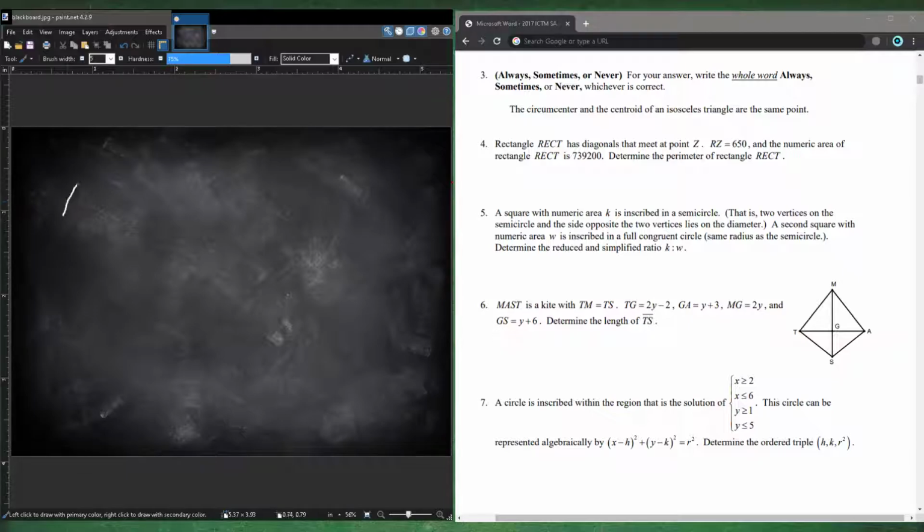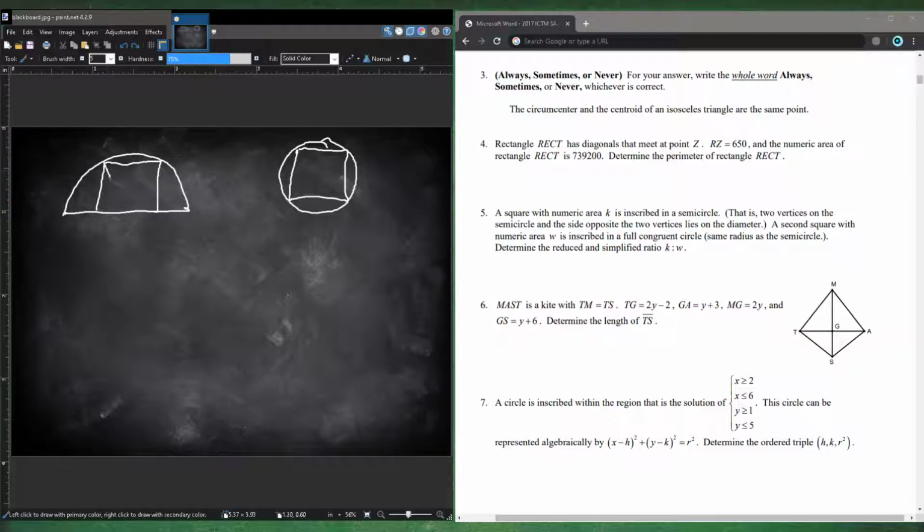Okay, so let's just kind of draw this. So we have a semicircle, so we have a square, and the area of this is k. And now we have a full circle. This is not drawn to scale. I'm just trying to draw it like this so it's safe space. And they have the same radius, right? So radius here, radius. They have the same radius. And this area is w. So we have to find the ratio from k to w.